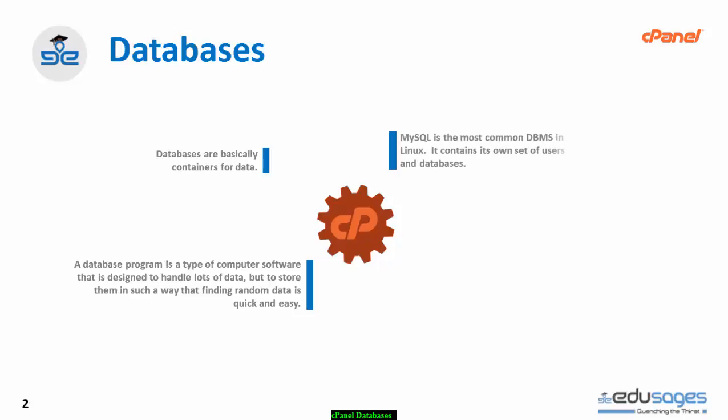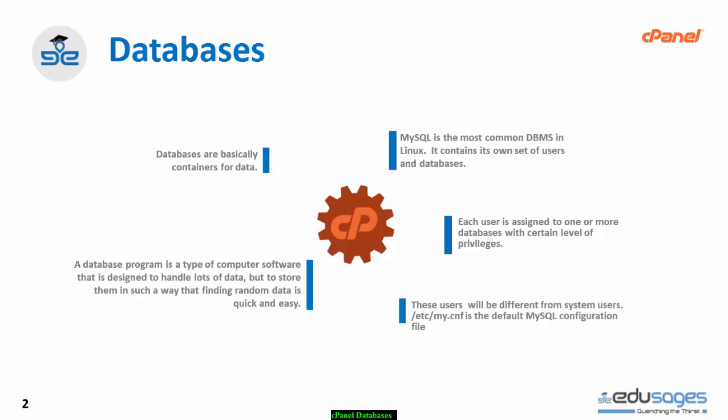And as you know, MySQL is the most commonly used database management software in Linux. It contains its own sets of users and databases. And each user is assigned to one or more databases with a certain level of privileges, which we will look into in the further sections. And these users are different from the regular system users. And as you all know, /etc/my.cnf is the default MySQL configuration file.